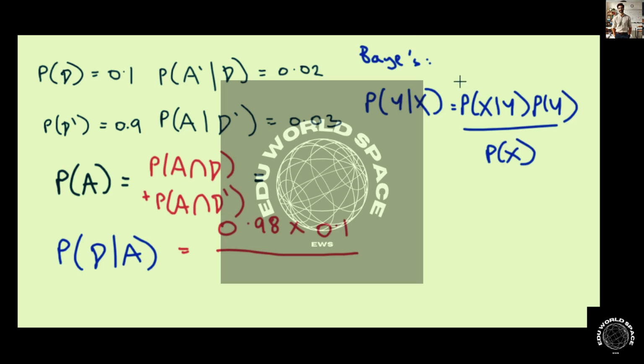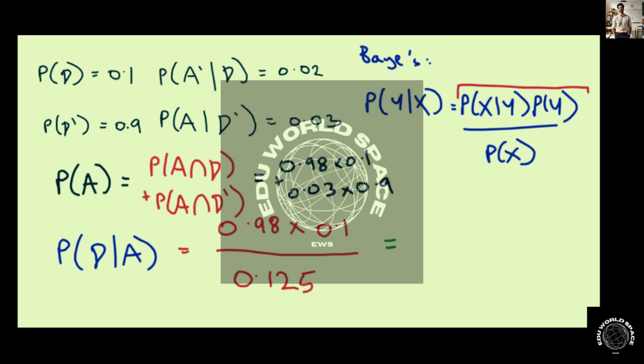To get the intersection, you just use the numerator here, X given Y times Y. So A and D is A given D multiplied by D. A and not D is A given not D, 0.03, times no disease. It's a kind of weighted average. So let me find this. 0.98 times 0.1 plus 0.03 times 0.9 is 0.125.